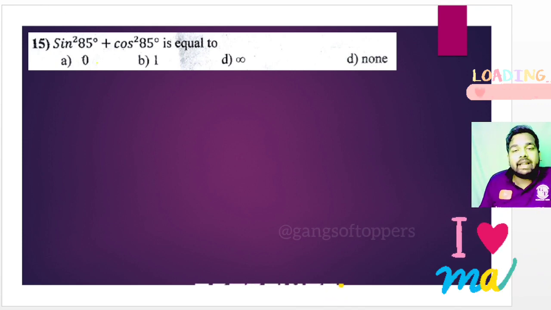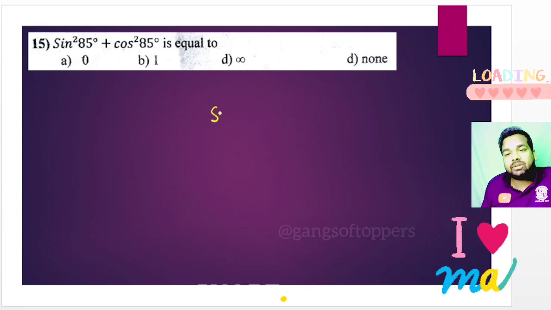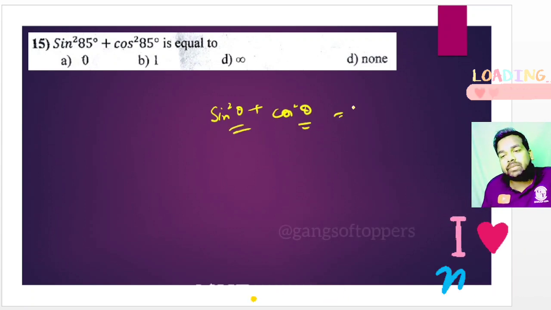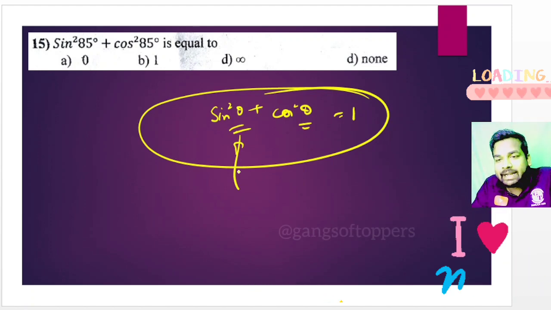Next question is asking, before going to the question, I think everybody knows the concept sin square theta plus cos square theta. What is the value of this? Sin square theta plus cos square theta is equal to 1. In this, theta you can put any value, such as 90 degree, 20 degree, 25 degree.